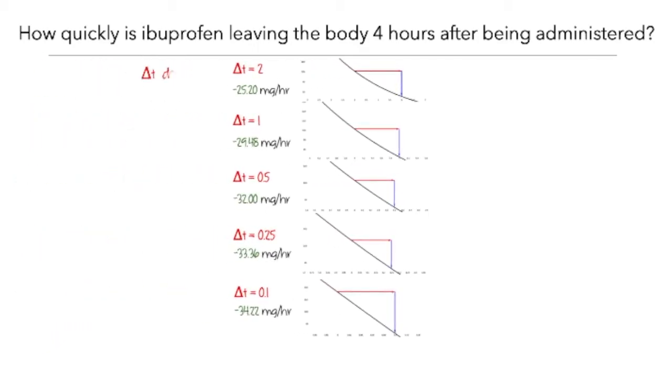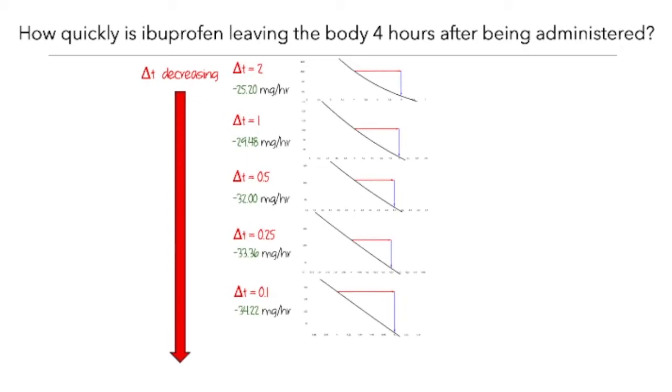From top to bottom, we can see how the amount of change in time was decreasing from 2 hours to 1 hour to a half to a quarter and to a tenth of an hour. Let's take a look at the graphs. In our first graph with delta t of 2 hours, we can see that the graph is curved. So the slope, and therefore the rate at which ibuprofen is leaving the body, is changing over a 2-hour interval.